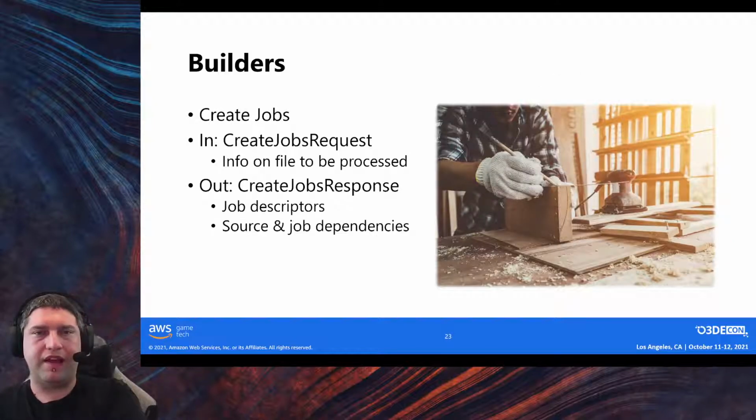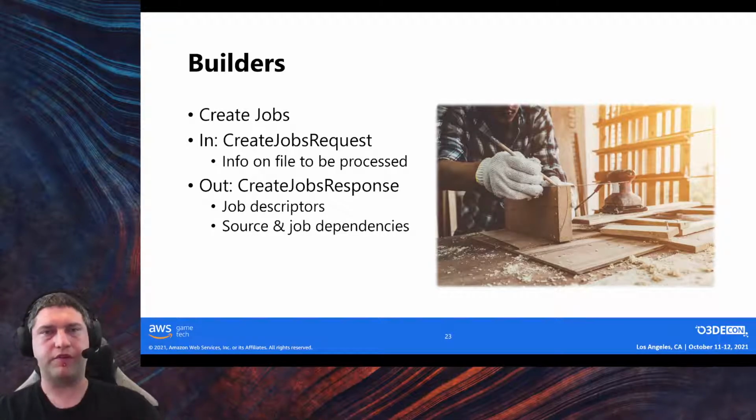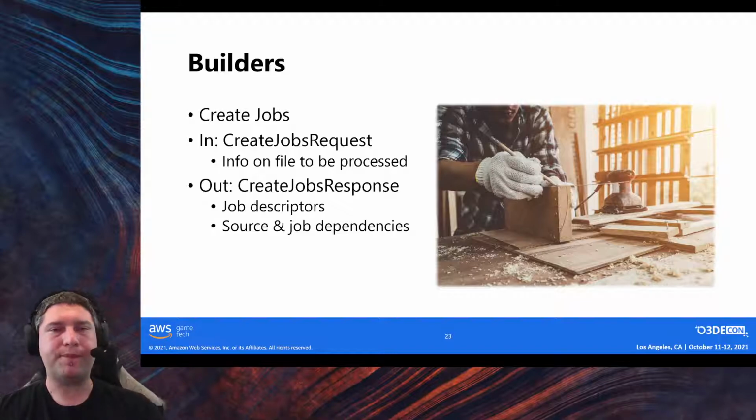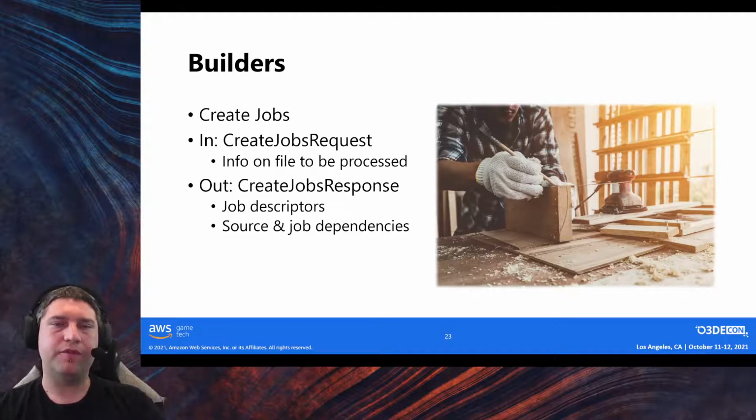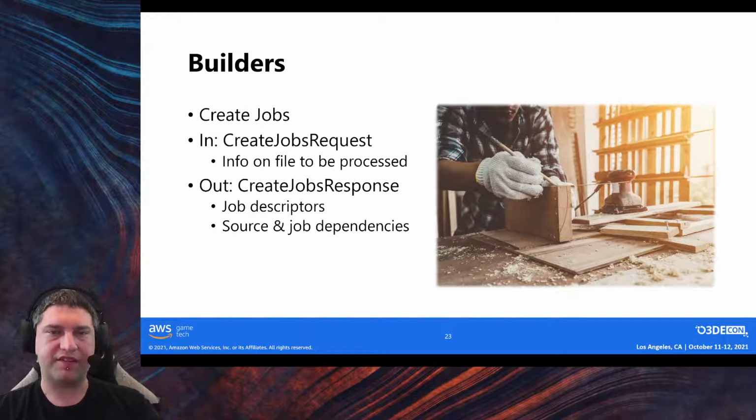So after the asset processor crawls through the job descriptor to builder descriptor to match up each builder to an asset type, it then calls create job for each of those source assets. And create jobs is given a create jobs request, which has information on that file, the source asset to be processed. So in the image example, it would have information on that TIFF, a path to that file on disk. And then it's the builder's responsibility to populate a create jobs response with information necessary to process that asset, so that way the asset processor can create the job from that.